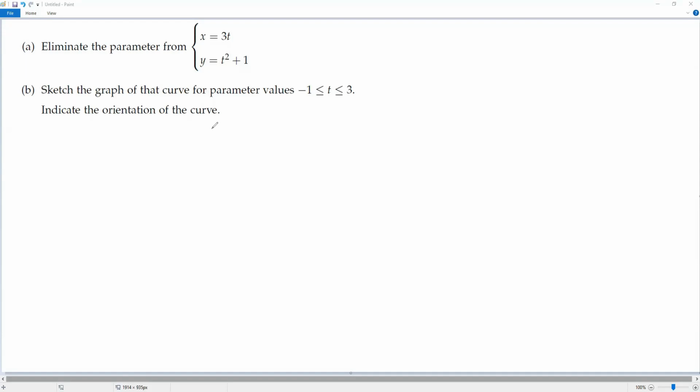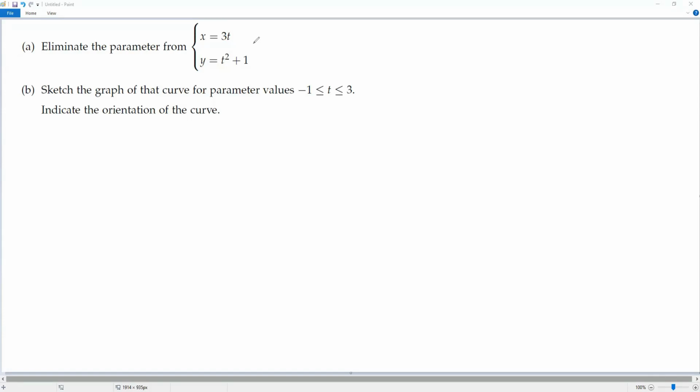Okay, let's do the first part now. That is we have to eliminate the parameter from x is equal to 3t and y is equal to t square plus 1. Usually, we'll have an equation in terms of the two variables x and y, which can also be called Cartesian coordinates. Apart from x and y, we have t over here. That is, both x and y are defined in terms of t. So that t is called a parameter. Now we have to eliminate the parameter t. So that is the target of the first question.